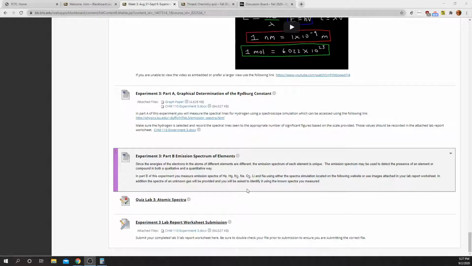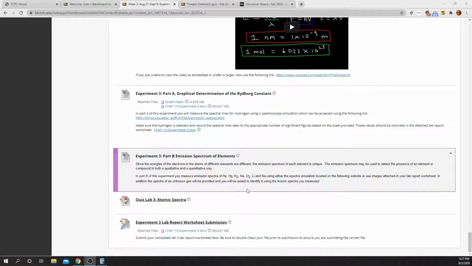The energy, the light that comes out of elements, or the light that comes out when you run electricity through the gas, is based on what element is in there, because different elements have different energy levels.